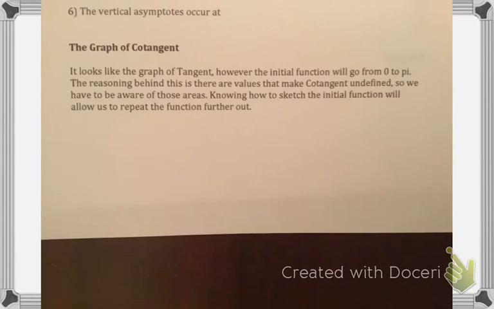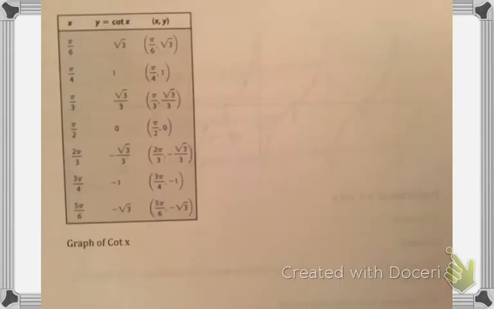All right, so let's move forward. The graph of cotangent. It looks like tangent, however, the initial function will go from 0 to pi. The reason is because there are values that make cotangent undefined, one of which is pi. So we have to be aware of those areas. Knowing how to sketch the initial function will allow us to represent the function further out. So let's go ahead and look at this. I already did the chart, or actually the book did the chart for you.